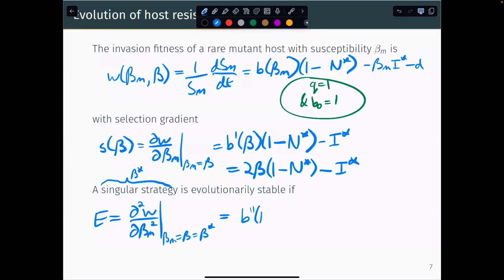This is going to be our second order derivative of our birth function, b double prime of beta, times 1 minus n star, which is just 2 times 1 minus n star. And this needs to be negative in order for our singular strategy, whatever it is, to be evolutionarily stable.